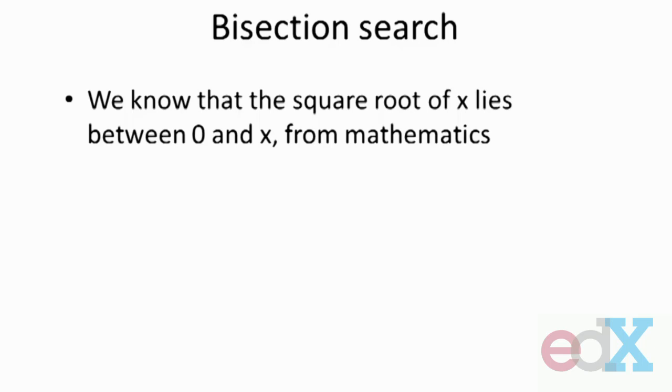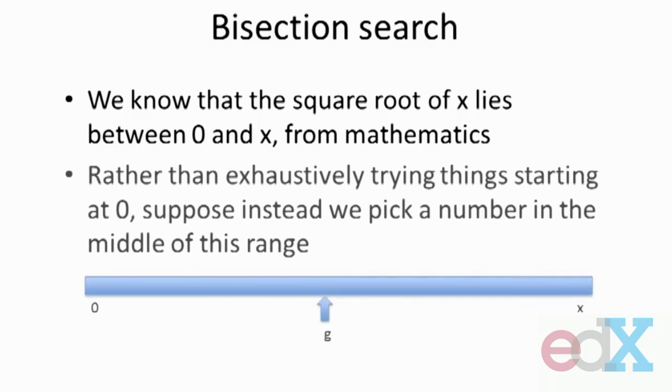That's a mathematical fact. Now, what we did was we said, let's start with 0, then 0 plus a little bit, then 0 plus 2 times a little bit, and then 0 plus 3 times a little bit, trying all of those examples until we got to something that was close enough to the answer we wanted. That's exhaustive. Rather than doing that, suppose instead we say, look, we know that the square root of x is somewhere between 0 and x, so let's just pick a guess right here in the middle. Let's call that g. Let's just pick the midpoint between 0 and x and try it.